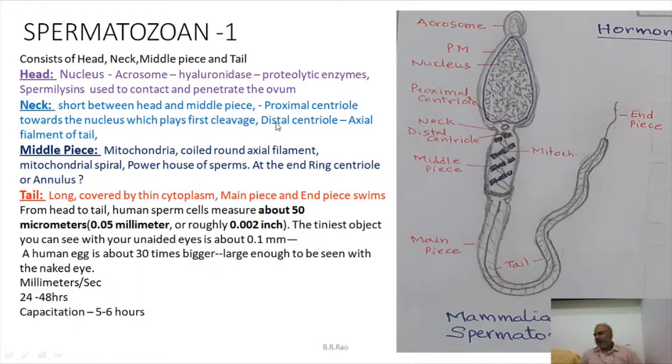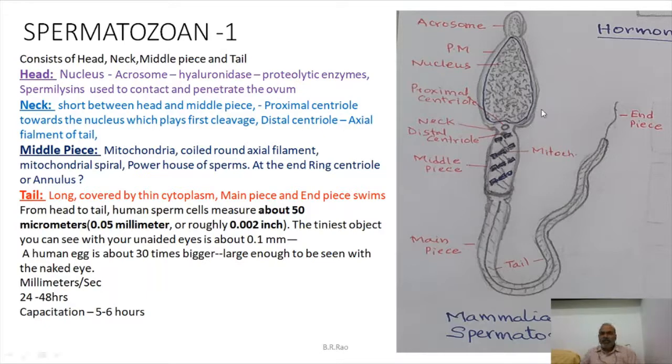Friends, after having studied spermatogenesis, it is very important to see the structure of a sperm or spermatozoa. A sperm is very much microscopic. Here it is given as about 0.1 millimeter, so we cannot see it with our naked eye. We need a magnifying lens or a microscope. But the egg liberated by the female can be seen by our naked eye.